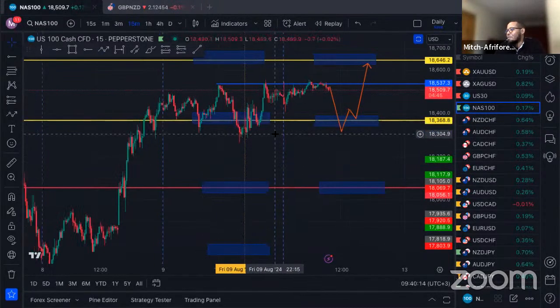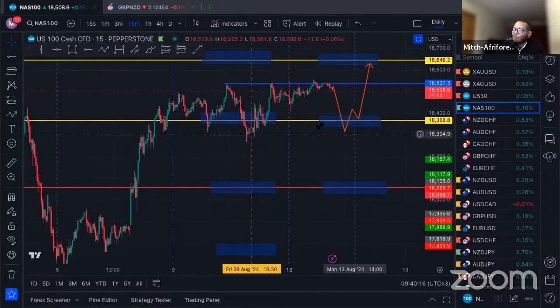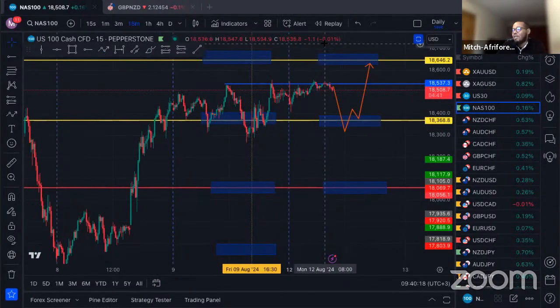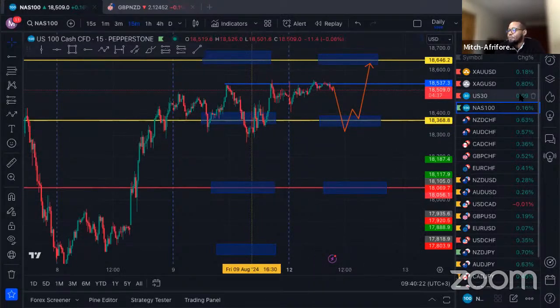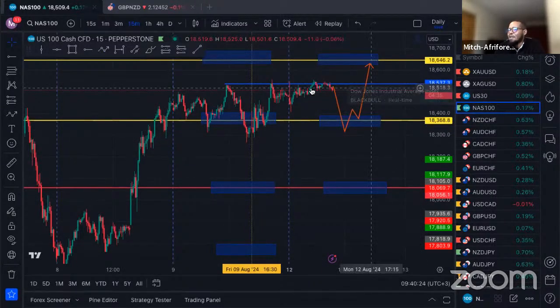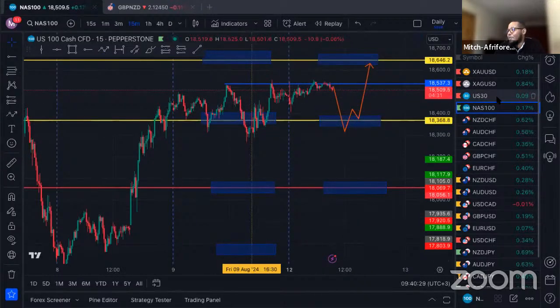So the game plan is pretty much similar. We'll need a sort of pullback or even a breach to the upside for us to actually do anything on this pair. So I hope that's clear. There's not necessarily much to do right now, and not much activity happened on Friday.